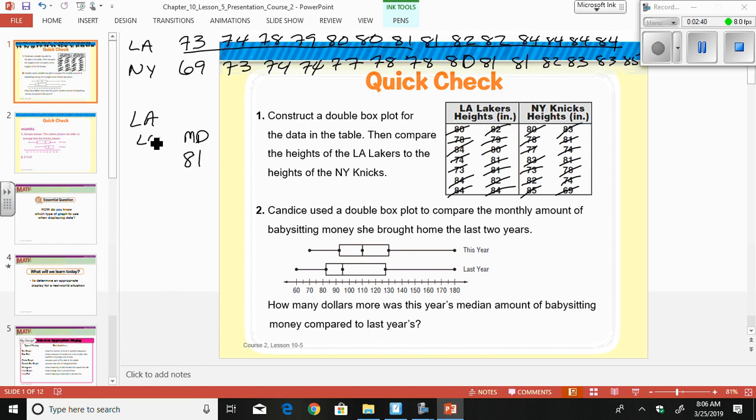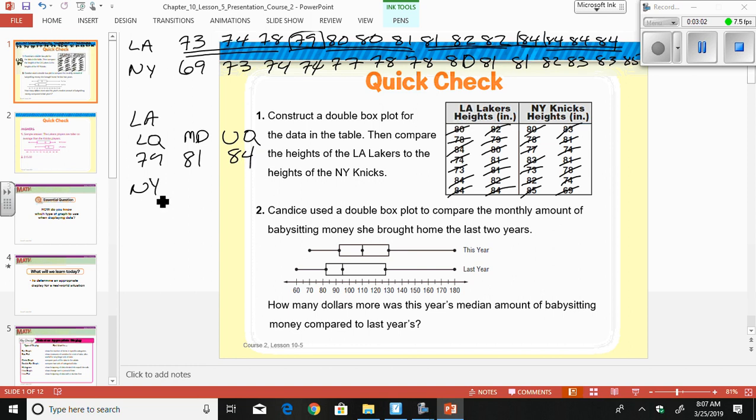We're going to need a lower quartile and an upper quartile, and the same thing for New York in a minute. So then we need to find the lower quartile. That just means find the median of the lower half. So that's 79. The upper quartile, 3 and 3, so that's 84.